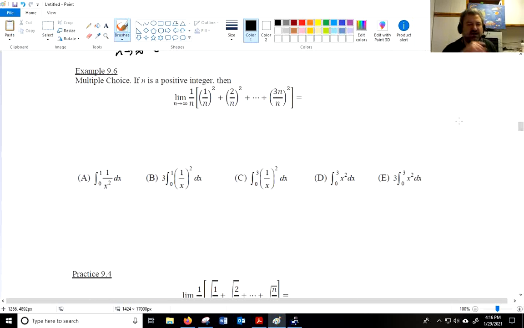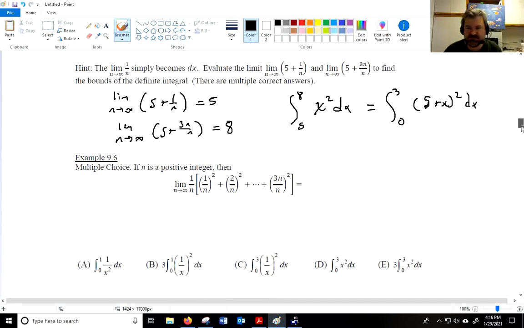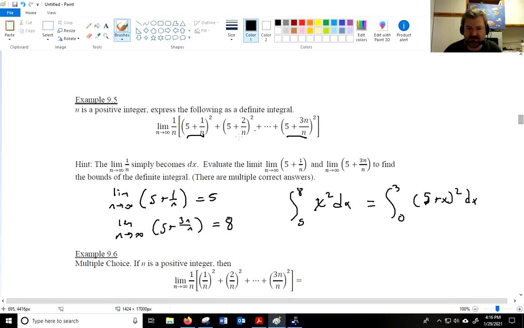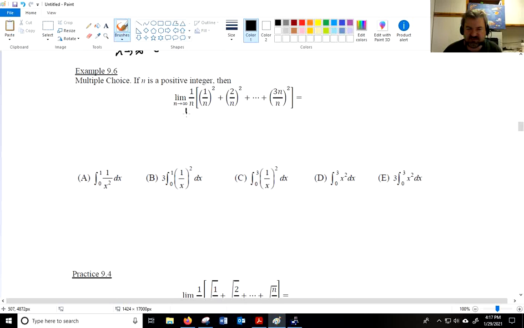All right, let's try this one. If n is a positive integer, then the limit as n goes to infinity of all of that is equal to what? Well, we know that this 1 over n business, and remember, this is just a dx here, right? That's just a dx. So this is just our dx, so I don't need to worry about that, okay?